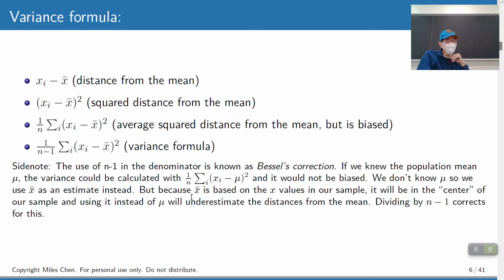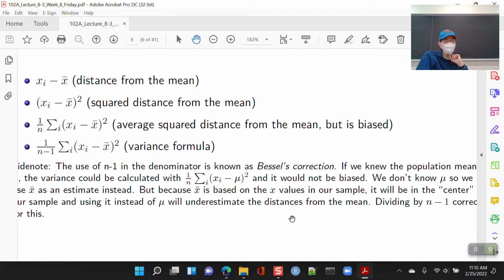And because x bar is based on the sample, it's going to end up being right in the middle of our sample. It's going to be in the center of our sample. And so if we use x bar to calculate distances from the mean, it's always going to underestimate distances from the population mean, okay? Because the population mean might not necessarily be in the center of the sample. So using xi minus x bar is going to underestimate distances versus xi minus mu, okay? And when you divide by n minus 1 rather than n, that corrects for the fact that we're underestimating it.